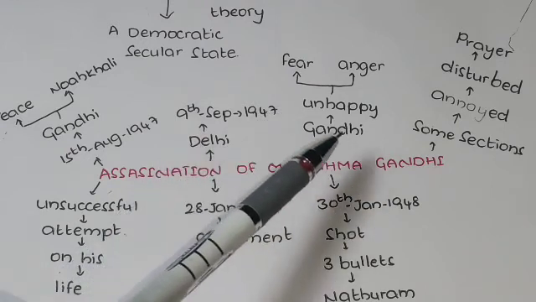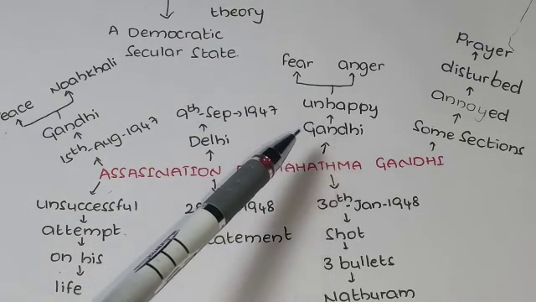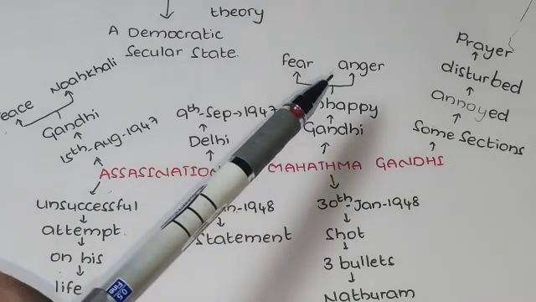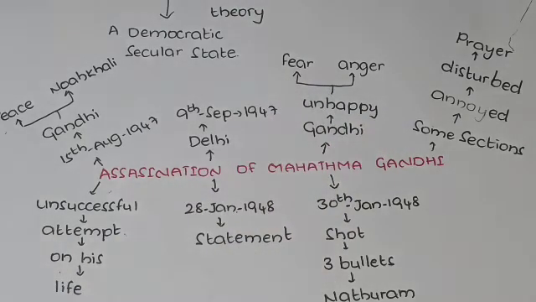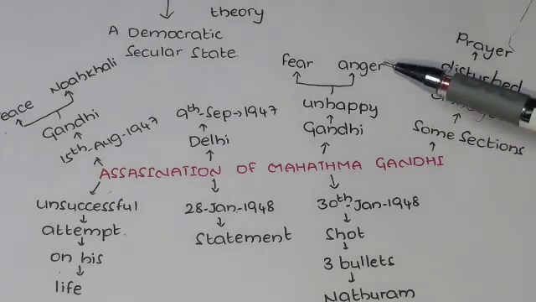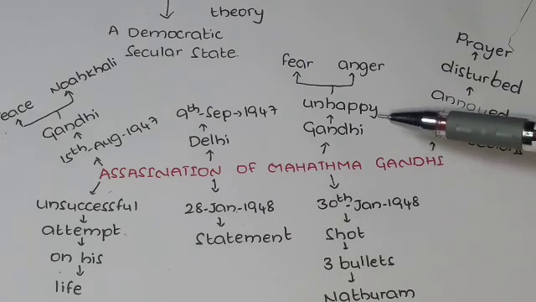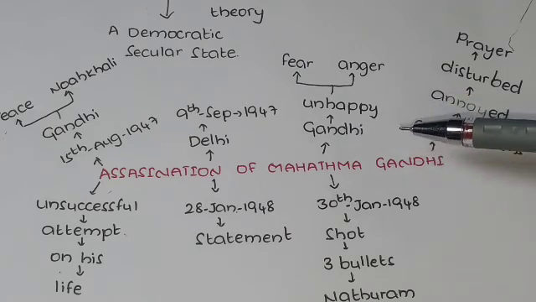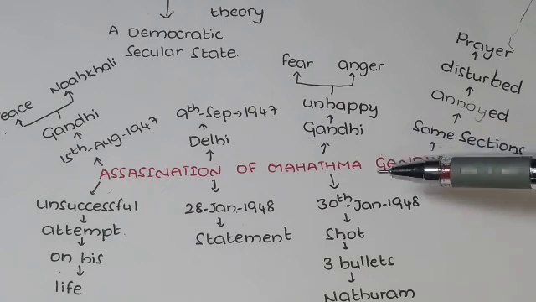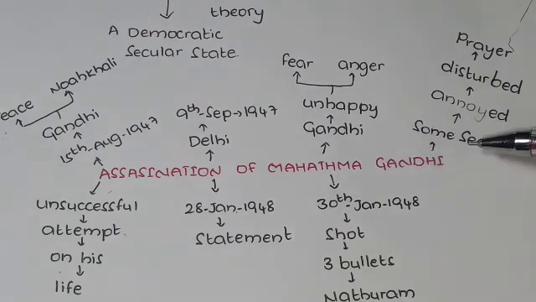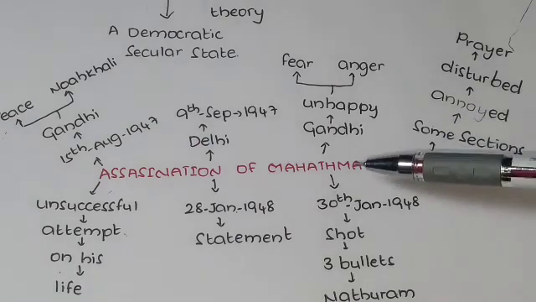Anyhow, Gandhi was unhappy with the situation, and he was trying to calm the fears and angers of the people. But some sections of the people were annoyed and not happy with Mahatma Gandhi. They thought that the two nation theory belonged to him, that the division of the country happened because of Gandhi. But actually it was not done by him.